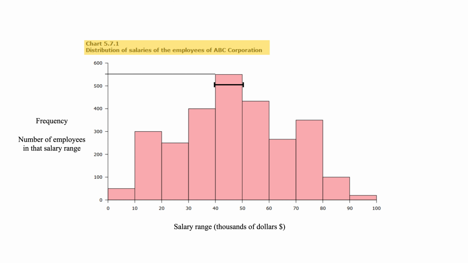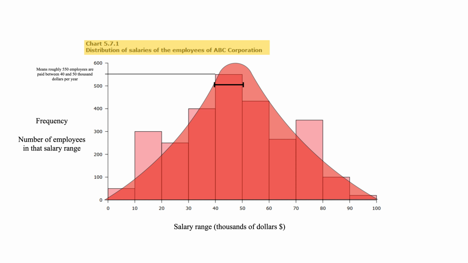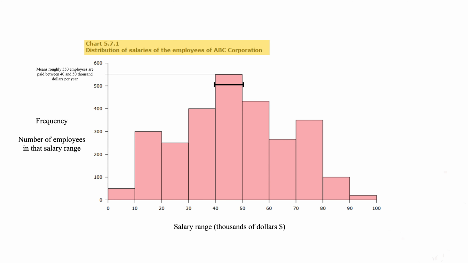So again, in this case, it looks like roughly 550 employees at ABC are paid between $40,000 and $50,000 per year. And so again, that is a histogram. Remember, it measures the amount of times something happens or the amount of people in a certain range. And it's not a perfect bell curve, this one, but you can see it kind of has that bell curve shape to it. So that's a histogram.